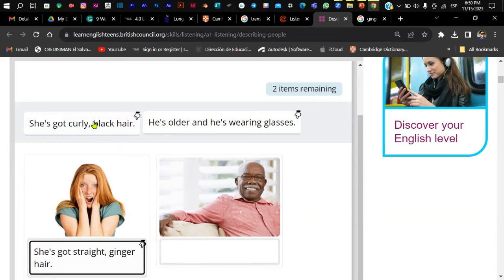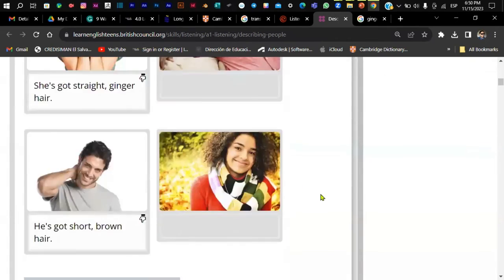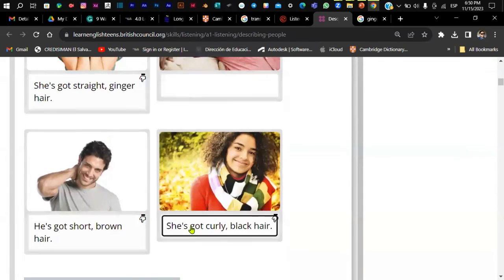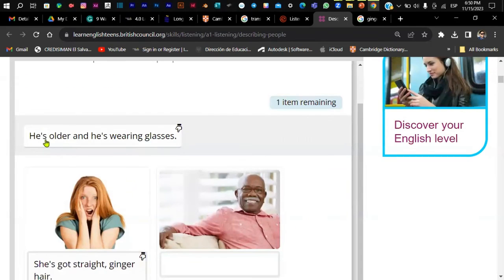She's got curly black hair. Black hair. What picture? Four. One, four. Two, three, number four. Okay, number four. And the last one. The last one is number two.